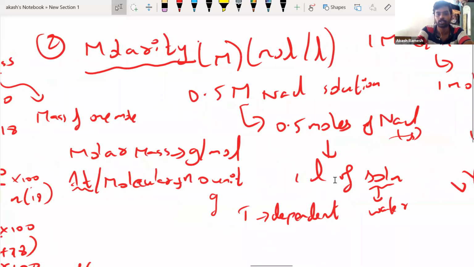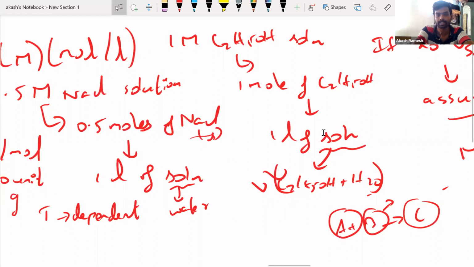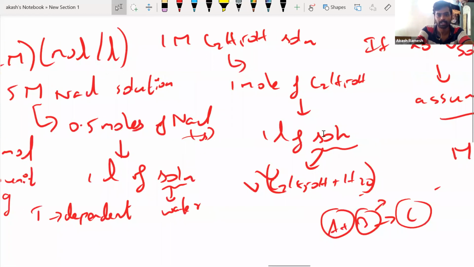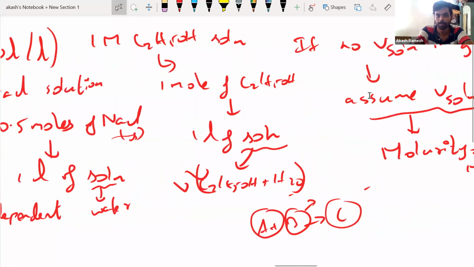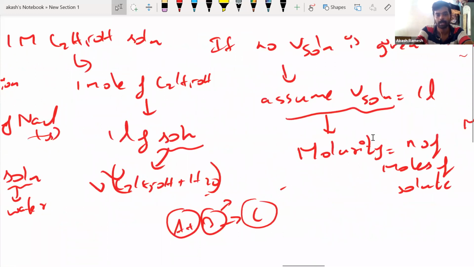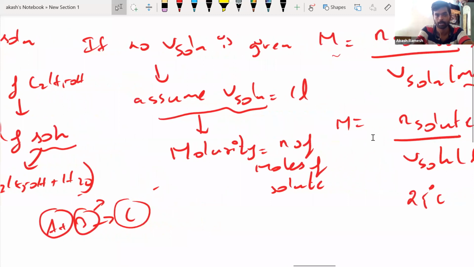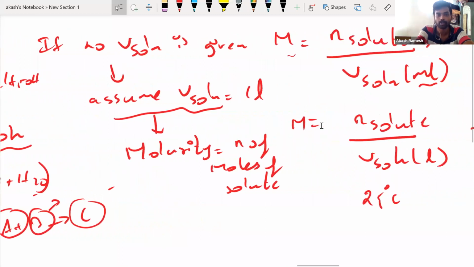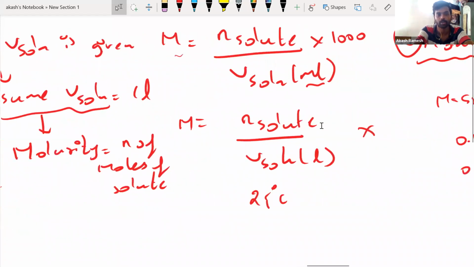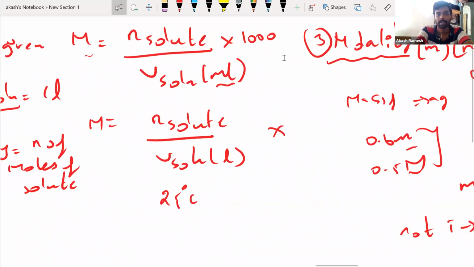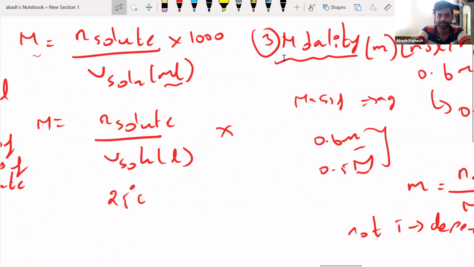If we assume 1 liter of solution, the molarity becomes the number of moles of solute. And this is the formula: number of moles of solute divided by the volume of solution, into 1000. Why do we put 1000? Because we use the volume of solution in mL. So we put 1000. And then we went on to see molality.